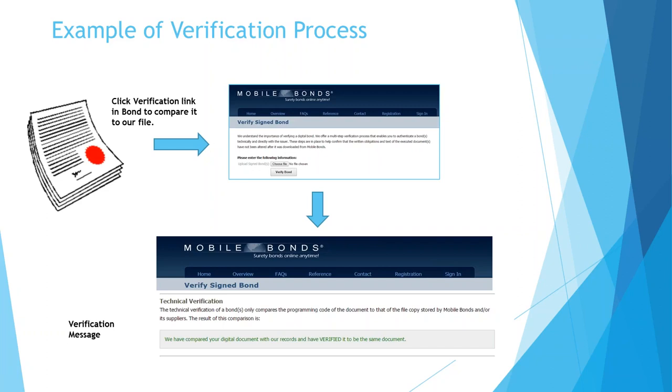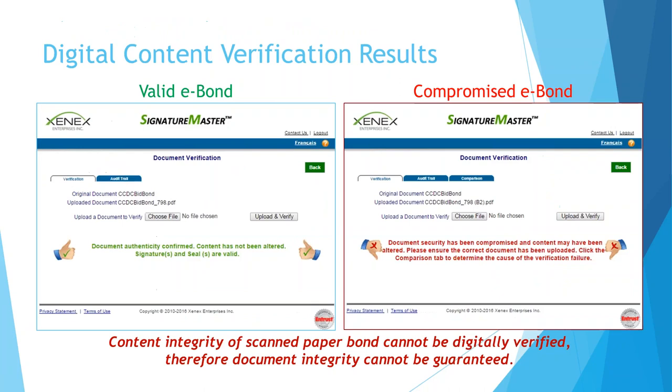And if it's an exact match, then you'll get a message at the bottom of the screen, you can see it probably just faintly in green, that the documents have been compared and they match and they've been verified. And if we go to the next slide, I can just show you quickly another example of the other system. And again, they will give you, in a similar fashion, the message that it passes in green or a compromised bond that's in red. All right, and then we'll move on to the next slide.